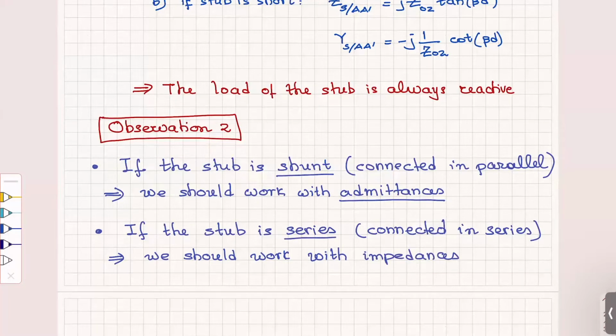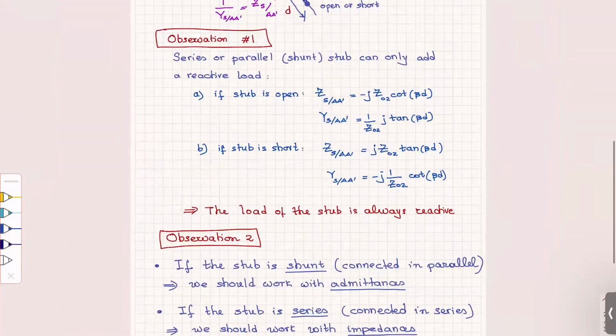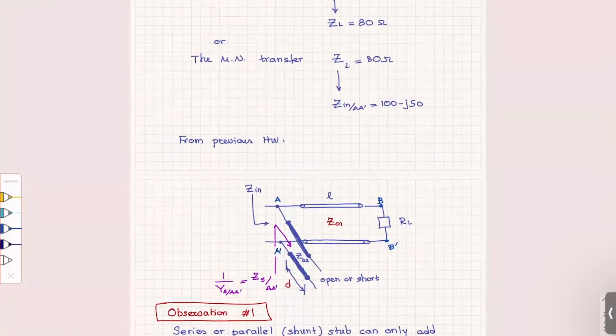All right. So far, it's nothing new. So let's see here what we have to do. We have to go from a load, which is 80 ohms, to an input impedance, which is 100 minus j50.